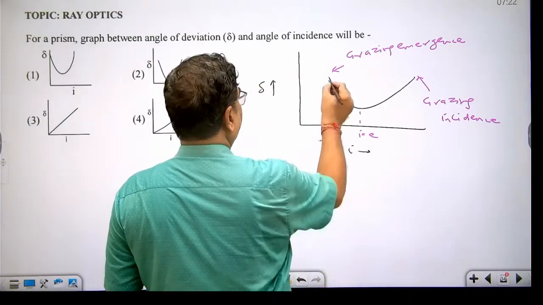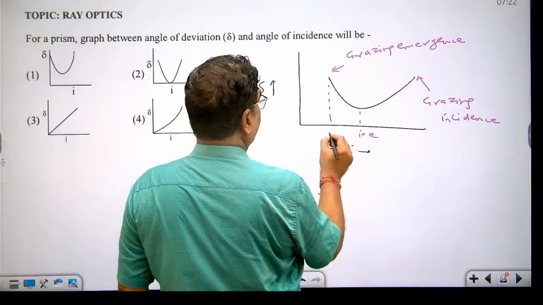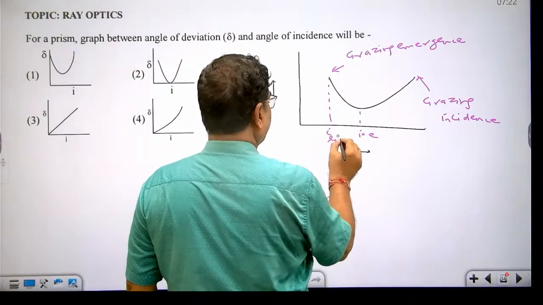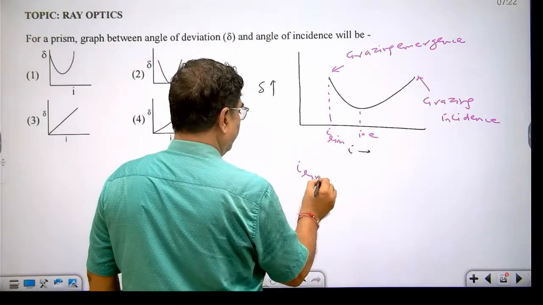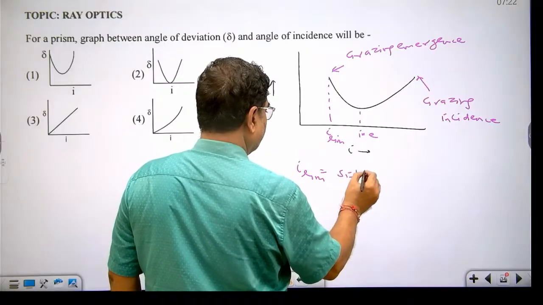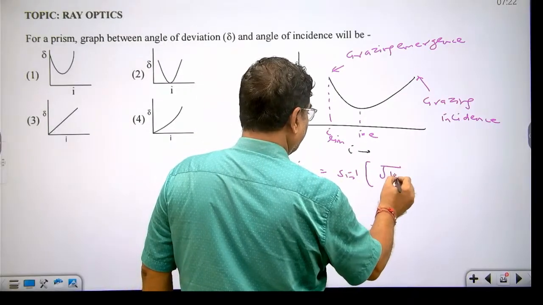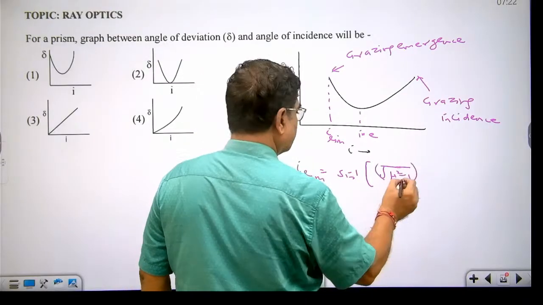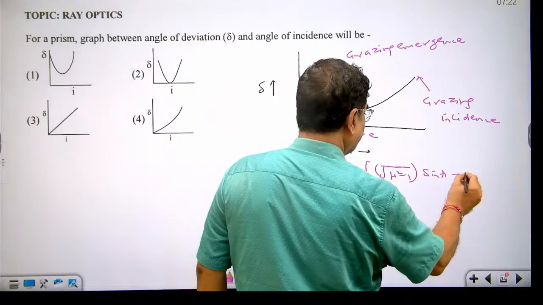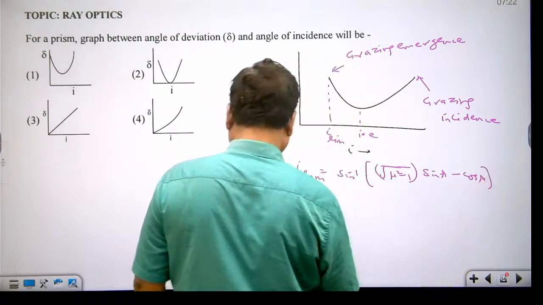Okay. And this angle is the limiting angle of incidence, which is sine inverse of under root mu square minus 1 into sine A minus cos A, where A is the prism angle. Okay.